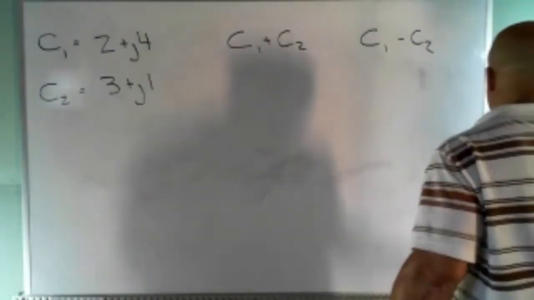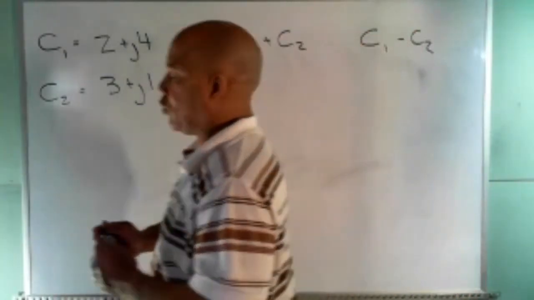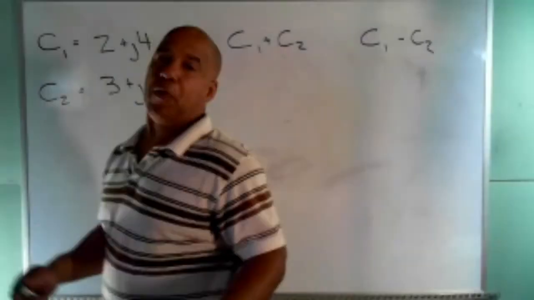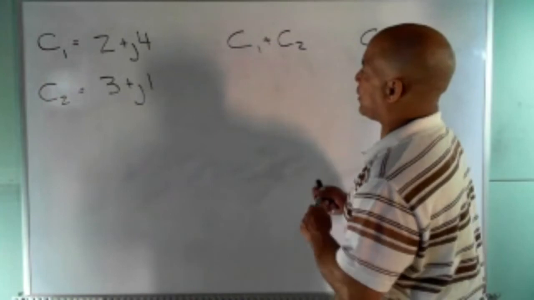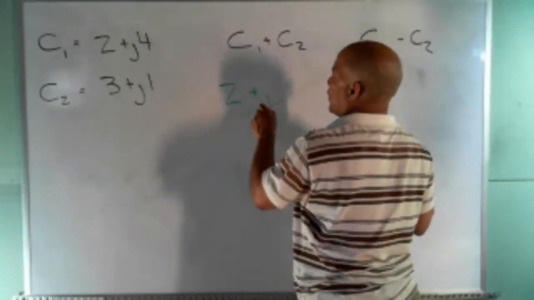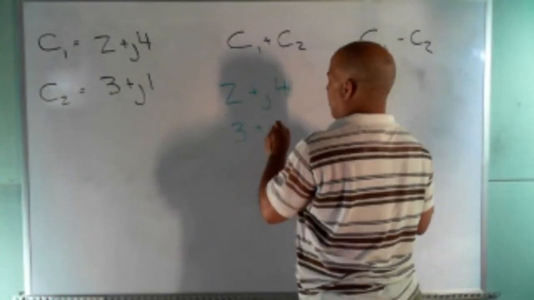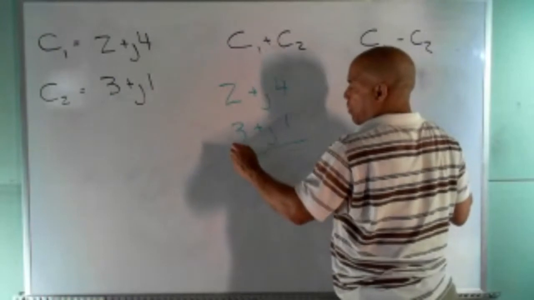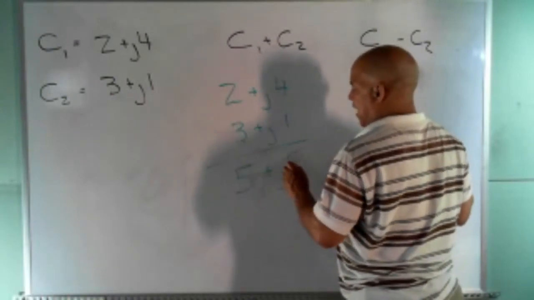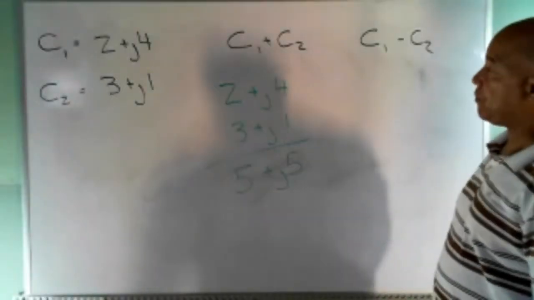All right, so how do you add complex numbers? Well, adding complex numbers is super easy if you're in rectangular form. All you do is you add the real part to the real part and the imaginary part to the imaginary part. So for this one, I get 2 plus J4, 3 plus J1. I'm going to add the real part to the real part, so I'll get 5 plus J5, and I'm done. So addition is really simple.